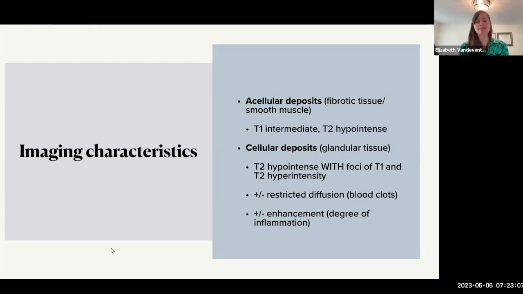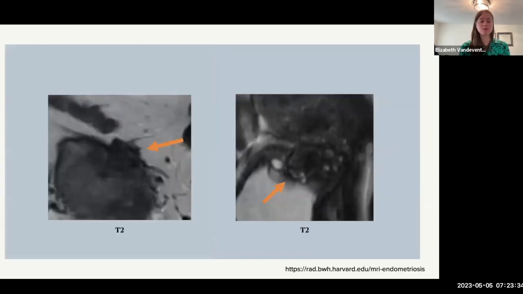Versus when we have the active glandular tissue, these are called the cellular deposits, where we see, again, they're T2 hypointense, but we have these foci of T1 hyperintensity and these cystic T2 hyperintense foci as well. The cellular deposits can also be a little bit confusing because they can be associated with restricted diffusion, and that's thought to be attributed to the blood products within them. And you can also see enhancement, and that really depends on the degree of inflammation that the cellular deposits are causing at the time.